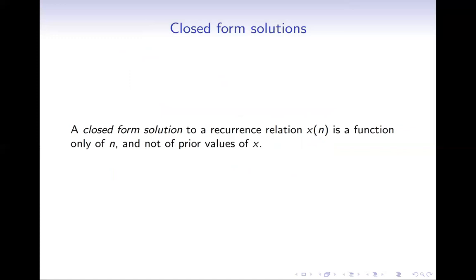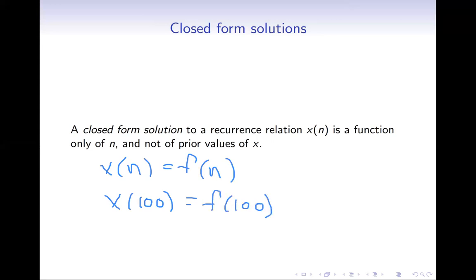So what we're trying to find is what's called a closed form solution. A closed form solution to a recurrence relation x of n is a function only of n and not of the prior values of x. So the idea is if x of n is a function only of n, then when I want to compute x of 100, that would be as simple as plugging 100 into that function. And right away, I have my result. So that's easier, it's quicker, just overall better.